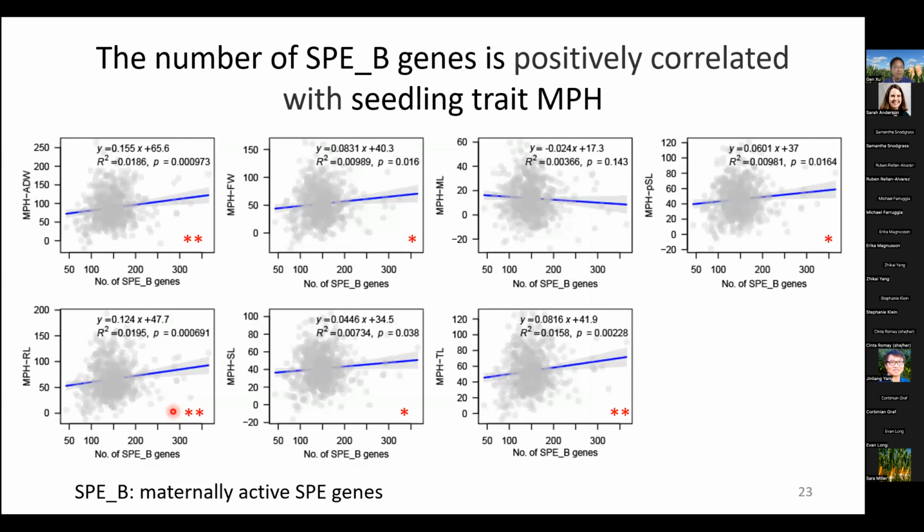So we also counted the maternal active SP genes in our hybrids, and we did a correlation analysis and found the number of SPB genes is positively correlated with most of the trait we collected. This result tells us the number of SPB genes is positively correlated with trait mirror pattern heterosis.